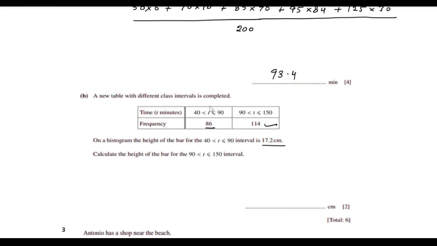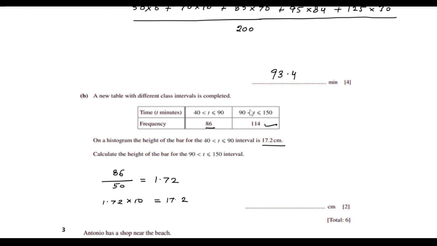So frequency density is nothing but simply your frequency divided by the width. So for 40 to 90, the width is going to be 50. Okay, so 86 divided by 50, if you find, it is 1.72. Now instead of representing 1.72, what we are doing, we are representing this 1.72 by 10. So 1.72 times 10 is giving me 17.2.